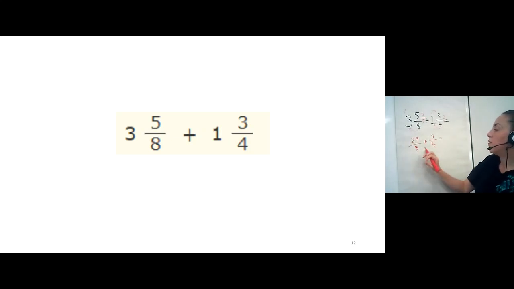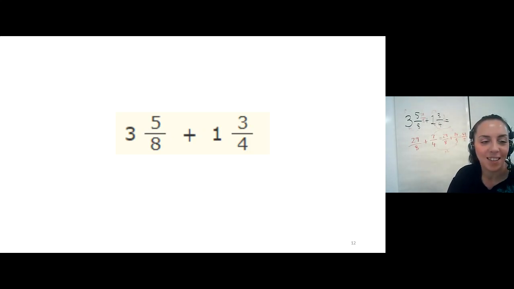Now I've got fractions that have different denominators, so I'm going to turn them both into 8, because 8 appears in both the 8 and the 4 times table. So I can keep that one the same, but for this one I'm going to multiply the 4 by 2 to get to 8, so I'm going to multiply the 7 by 2 as well to give us 14 over 8. So 29 over 8 plus 14 over 8 is 43, sorry, over 8. I'm struggling today. Thanks, Pam. So I've ended up with 43 over 8.